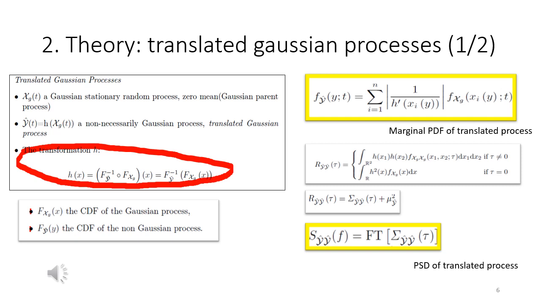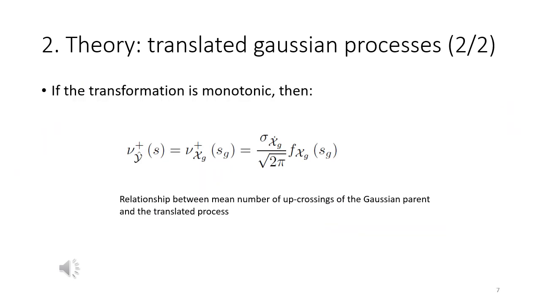To the right, we have some relationships that allow us to obtain information of the translated Gaussian process as a function of those of the Gaussian parent. Of interest are the PDF of the translated process, and the correlation or covariance functions that allow us to calculate the PSD, the power spectral density of the translated process. Another useful result is this equation that links the mean number of upcrossings of the parent Gaussian process with those of the translated process. It is valid if H is monotonic.